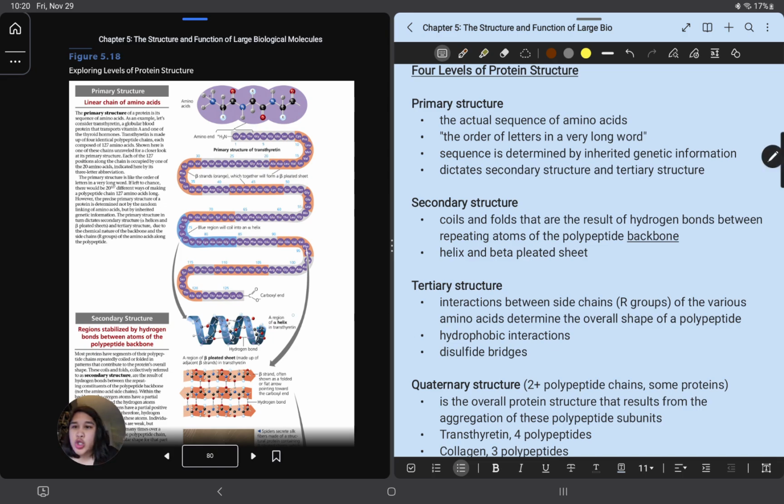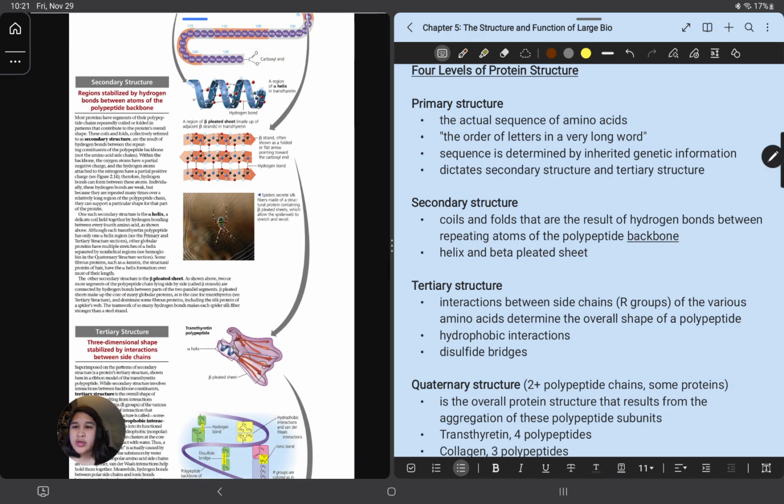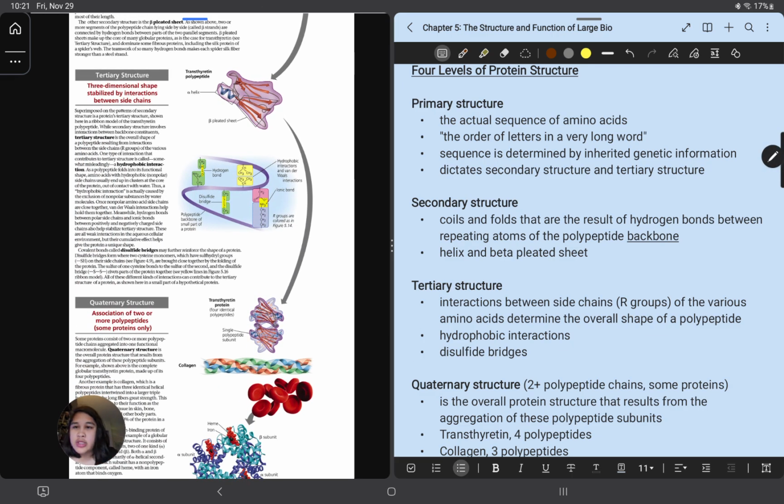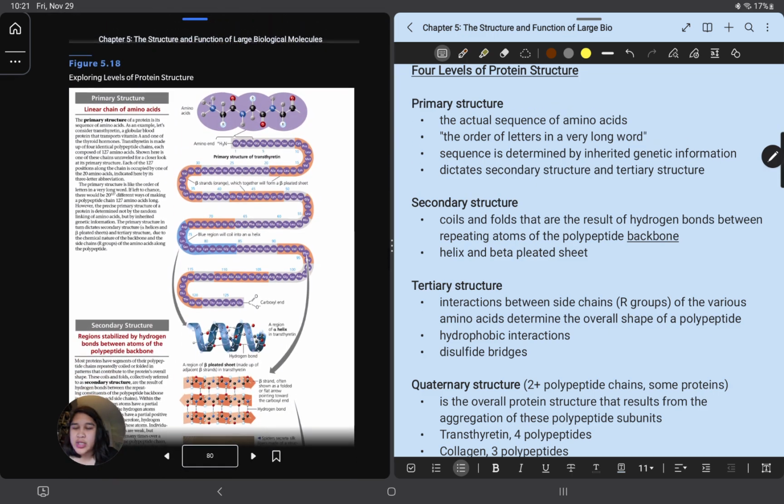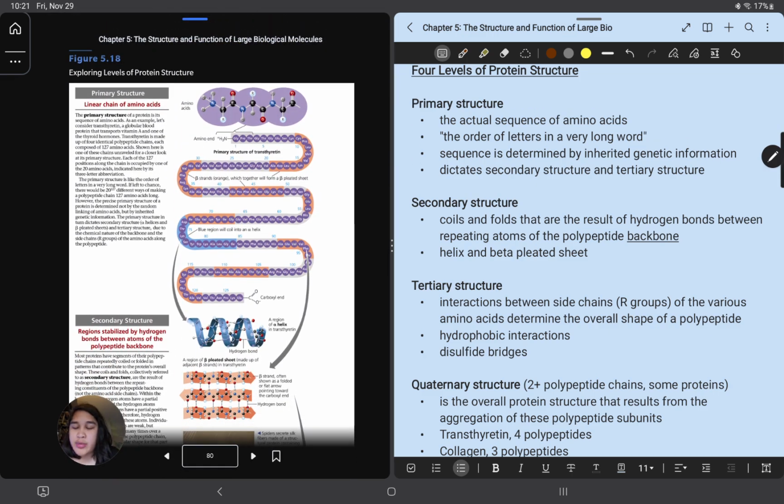Primary structure is a linear chain of amino acids. I'm just going to go over this briefly because I don't want to read the entire text per se. But primary structure is a linear chain of amino acids. Secondary structure depends on regions stabilized by hydrogen bonds between atoms of a polypeptide backbone. Tertiary structure results in... this is the process. Okay, I'm sorry. Primary structure is the linear chain of amino acids. So this is just the yarn itself, right?